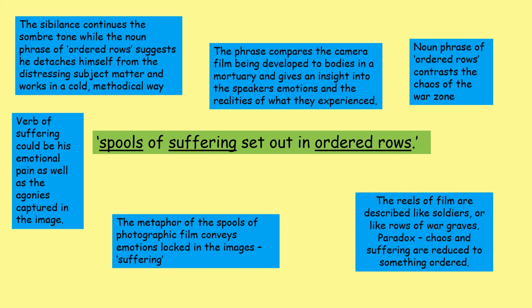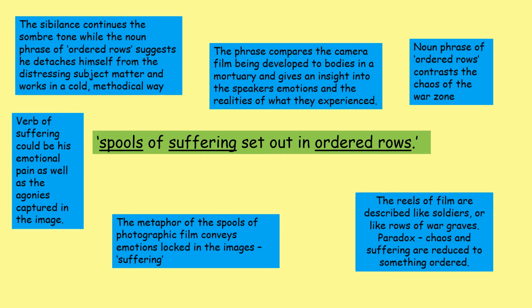You then have the verb of suffering. It could be his emotional pain that he's talking about. He's reliving this through having these camera reels set out, knowing what he's about to see again as they develop, but also the agonies that are actually physically captured in that image. So if you think back to when we were reading through the poem, he talks about that man who was dying and the crying of the wife. He could be talking about the suffering of people like that. You then have the metaphor of the spools of photographic film. These convey emotions that are locked in the images, very similar to the verb of suffering. So it's comparing the suffering of the people in the war zone being trapped in that film forever.